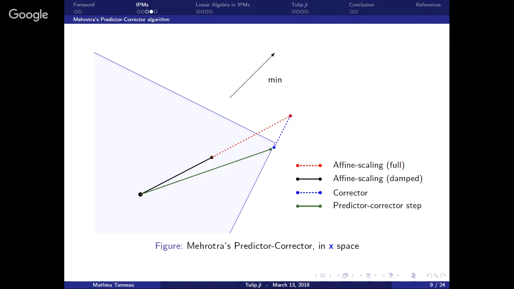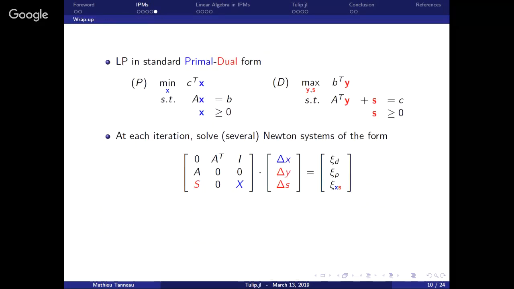So there's a lot of math that goes into telling you why you will only need a few iterations. And then there's a lot of engineering that goes into how you can compute those directions fast. And in practice, that means how you can solve a linear system fast and efficiently. So wrapping it up, if you want to solve an LP, you look at the primal standard form like this. At each iteration, you're going to solve a bunch of those systems that I call Newton systems, with always the same left-hand side matrix, but potentially different right-hand sides.